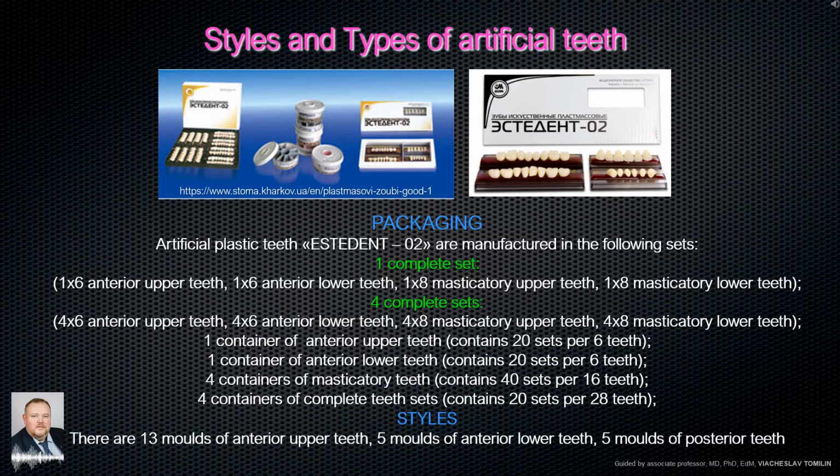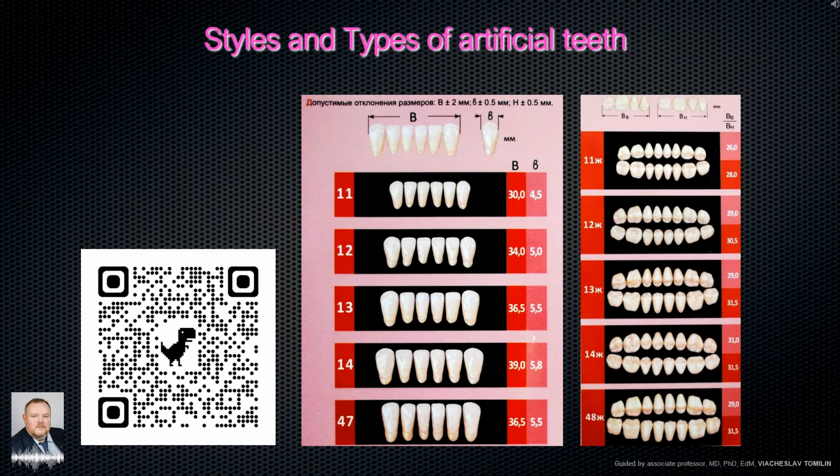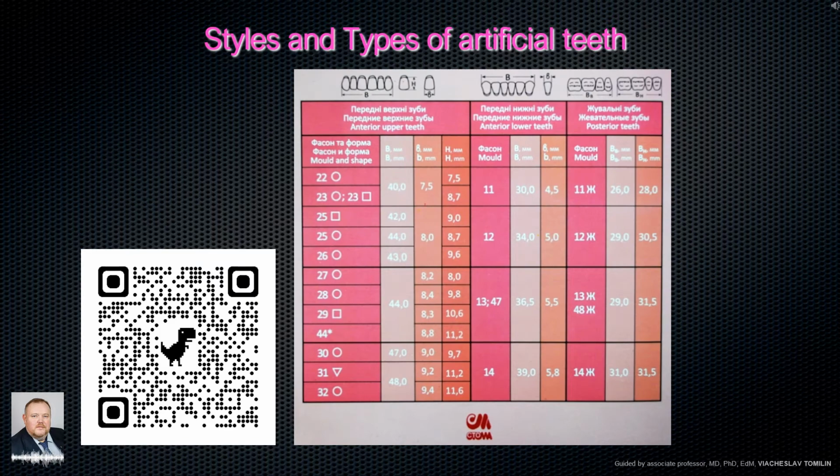Styles. There are 13 molds of anterior upper teeth, 5 molds of anterior lower teeth, 5 molds of posterior teeth. Styles and types of artificial teeth. There are 13 molds of anterior upper teeth. Styles and types of artificial teeth. There are 5 molds of anterior lower teeth, 5 molds of posterior teeth. Styles and types of artificial teeth. This slide shows the correspondence table of the style and shape of the anterior upper teeth, anterior lower teeth and chewing teeth.